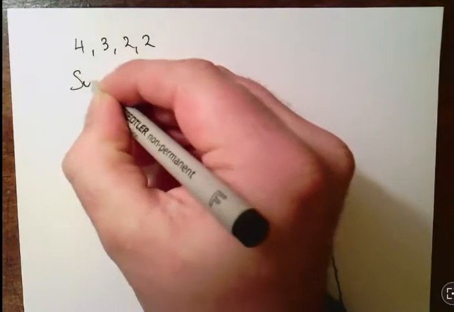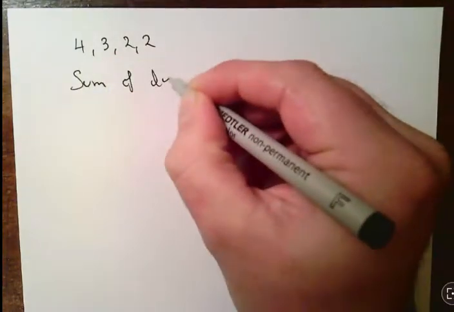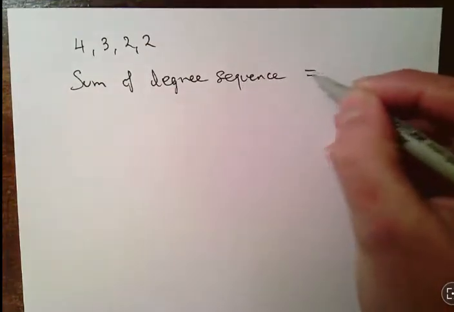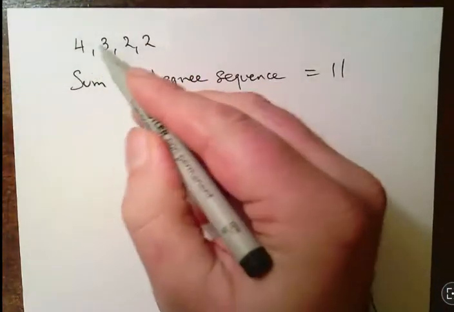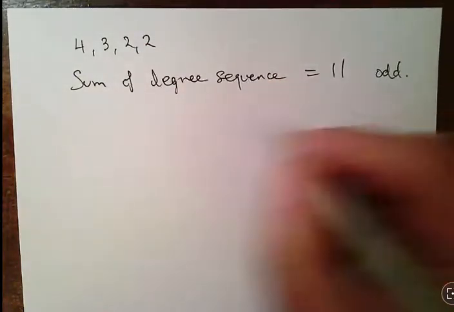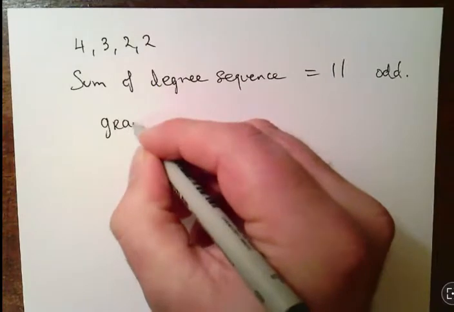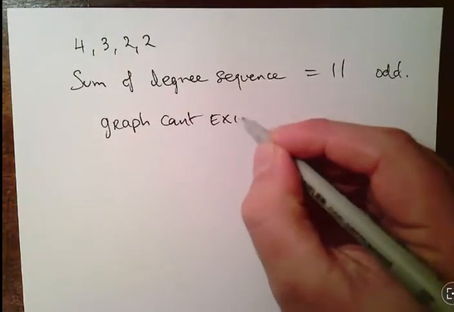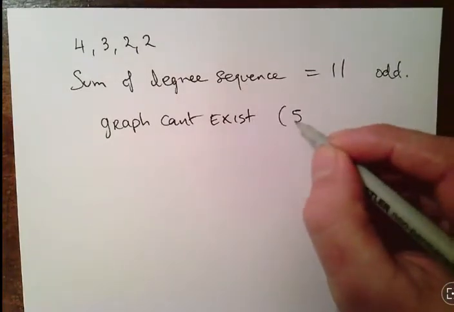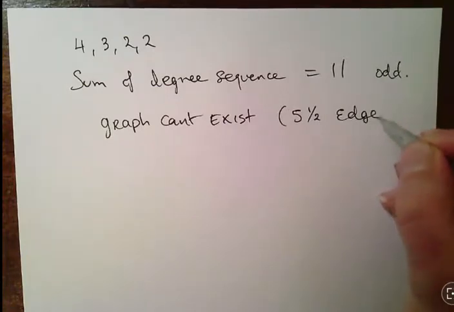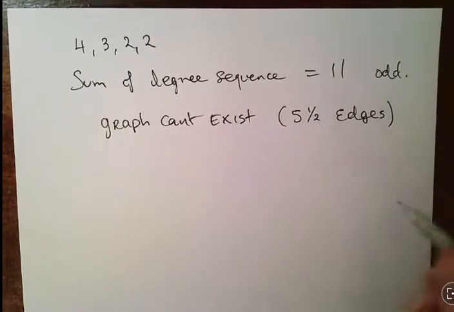For 4, 3, 2, 2, the sum of the degree sequence is 11. Okay, 4 plus 3 plus 2 plus 2. That's an odd number, which means a graph can't exist with that degree sequence. The reason is it would mean 5.5 edges, which does not make sense. That's the reason why it does not exist.